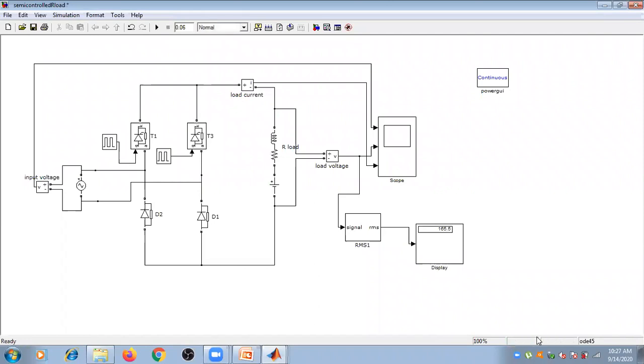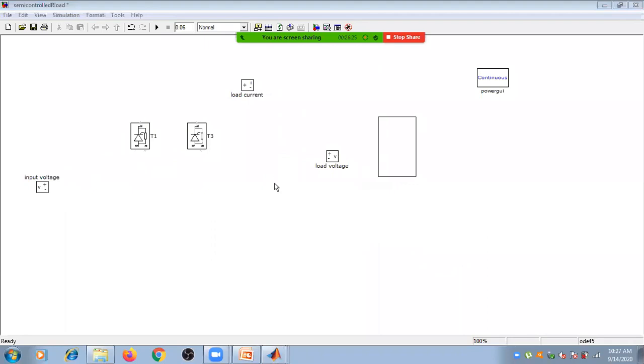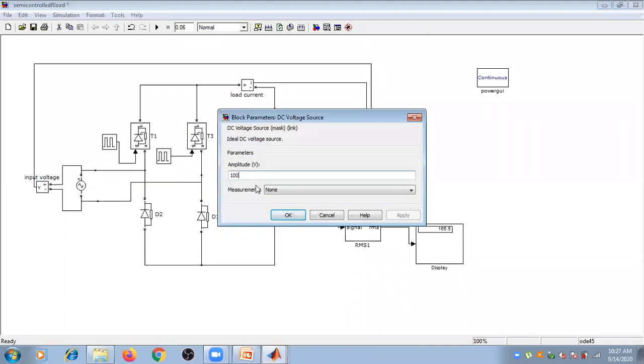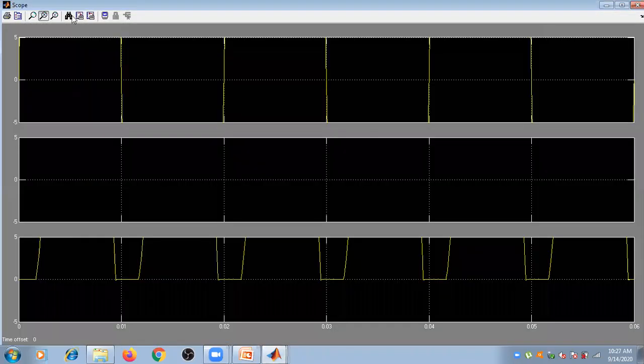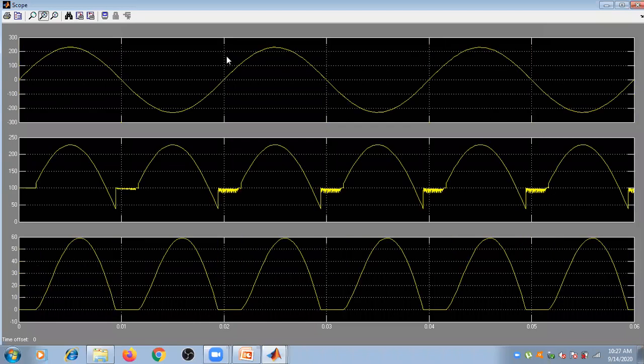Now the simulation is completed, and here the value of back EMF I have taken as 100 volts. The back EMF value is 100 volts and the input is 230 volts. Now you can observe the waveforms here. These are the waveforms.